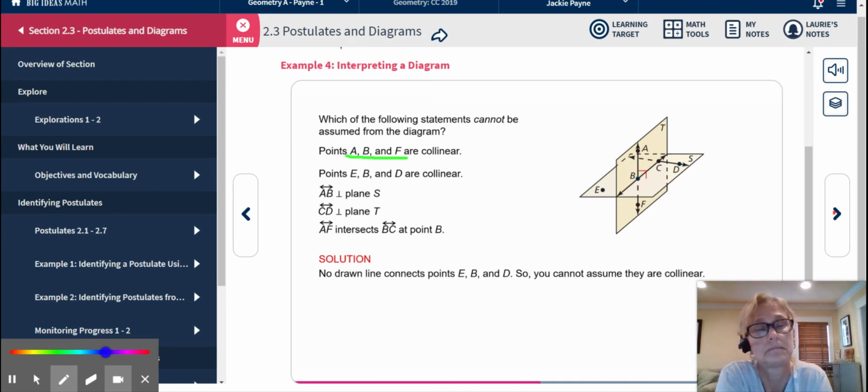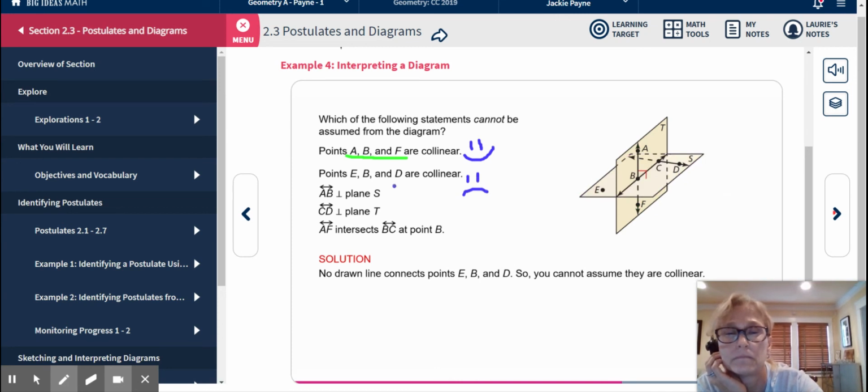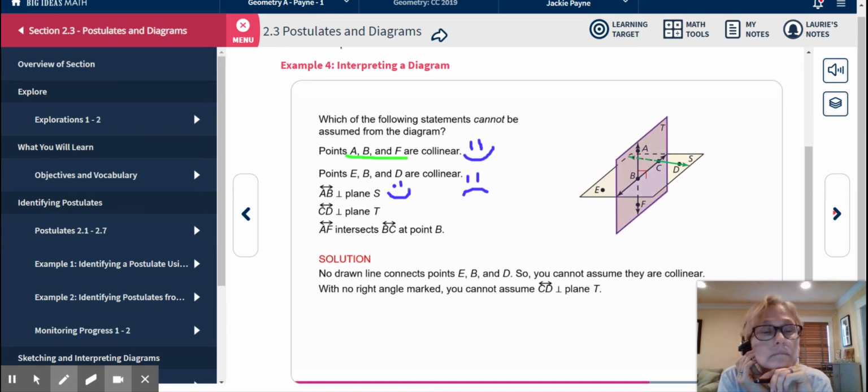For the third statement, locate line AB and plane S in the diagram. The right angle symbol indicates the plane and line intersect and form a right angle, so they are perpendicular. You can assume line AB is perpendicular to plane S. For the fourth statement, locate line CD and plane T in the diagram. With no right angle marked, you cannot assume line CD is perpendicular to plane T.